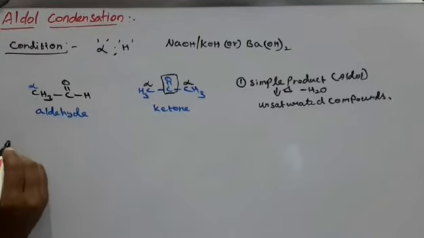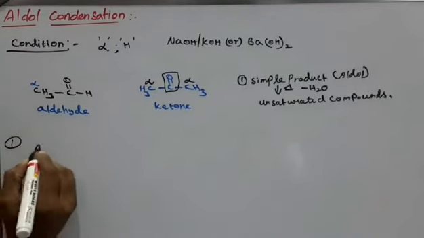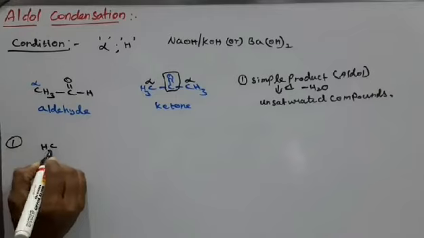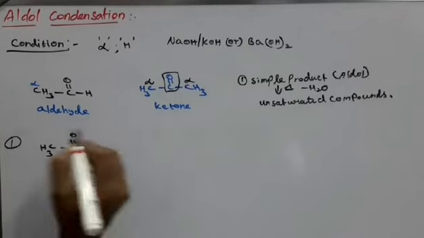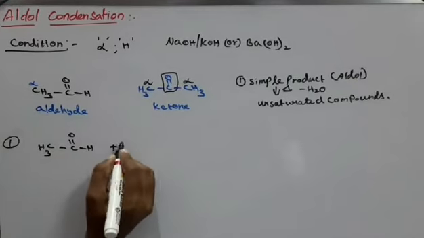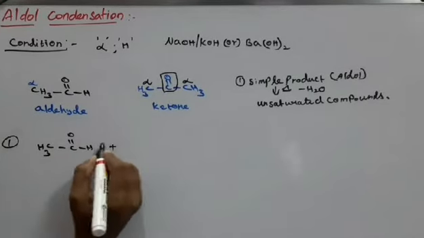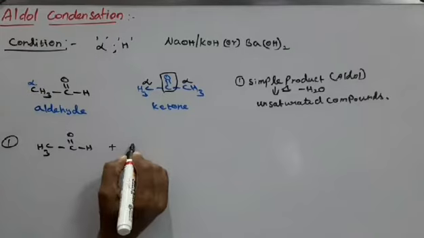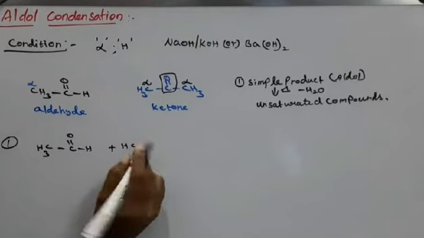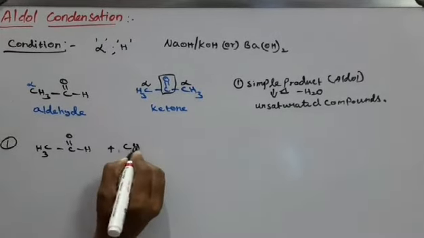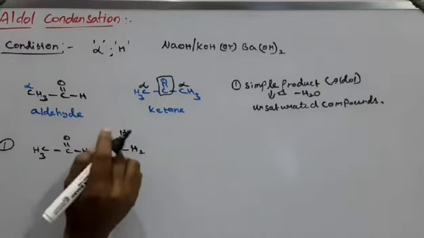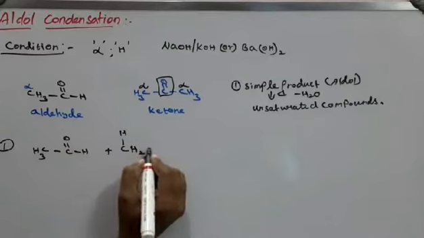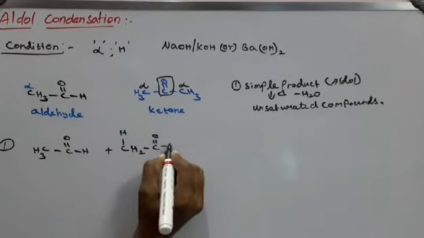Suppose aldehyde. First, shall we take aldehyde, CH3 C double bond O H. Take another aldehyde; for convenience, we write CH2, so this has one hydrogen. Why I am writing this hydrogen, I will tell you. CH2 C double bond O CHO.